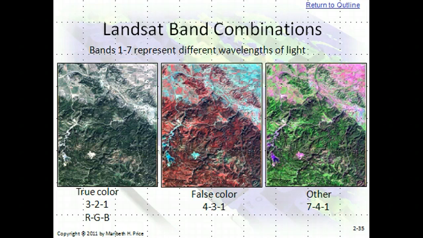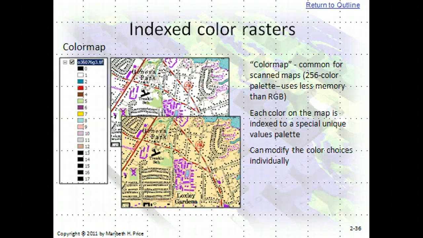This slide shows different display methods for rasters. On the left, you have true color, where the 3, 2, 1 red, green, blue ratio is applied. False color, which is a 4, 3, 1 application, and then Landsat, which has a 7, 4, 1 band image. A USGS topographic map is an example of an indexed color raster.